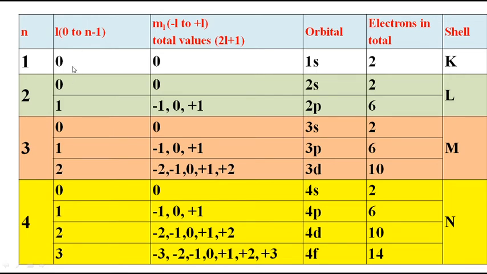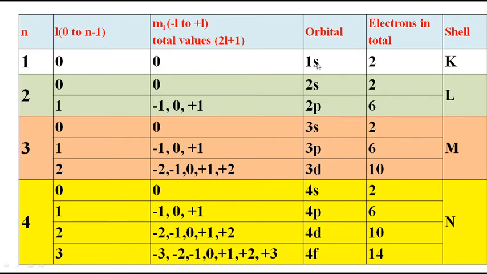So for n equal to 1 it can have 0 to n minus 1, so 0. If the n value is 2, it can have 0 to n minus 1, so 0 and 1. This one is 0, 1 and 2. This is 0, 1, 2 and 3. Got it? 0 means what? S orbital.